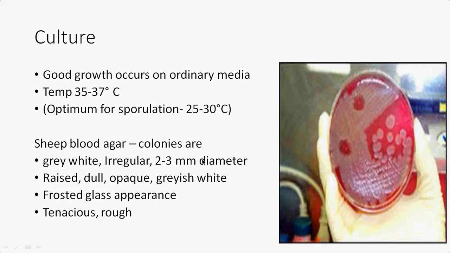In culturing, it can be very well grown on ordinary media, at 35 to 37 degrees Celsius. On sheep blood agar, it will show a gray-white irregular colony, bigger than Staph aureus, 2 to 3 millimeter in diameter, raised, dull, opaque, grayish-white. You can see it easily, as it's a contaminant. It ultimately shows a frosted glass appearance, shiny, tenacious and rough. That means if you try to pick up that colony, it will not get easily picked up. So a rough or tenacious type of growth can be seen on the blood agar.